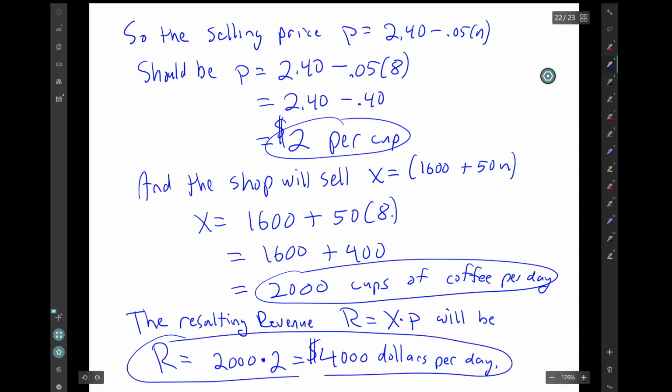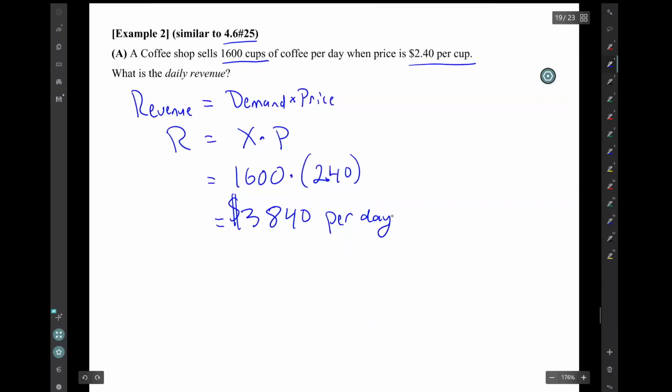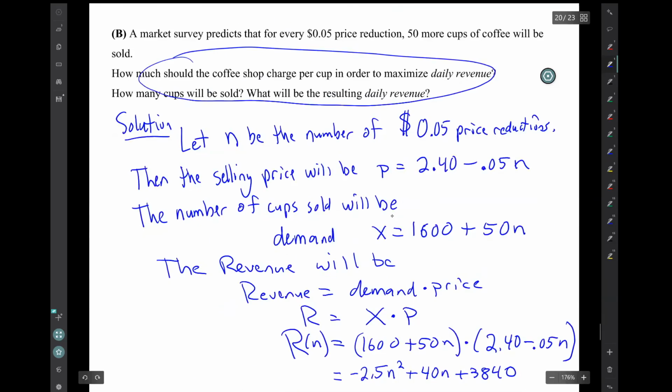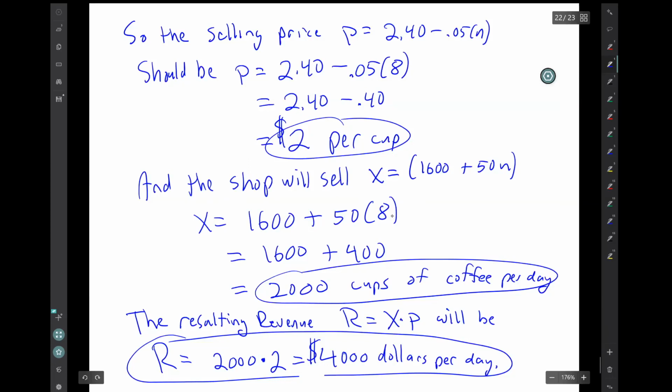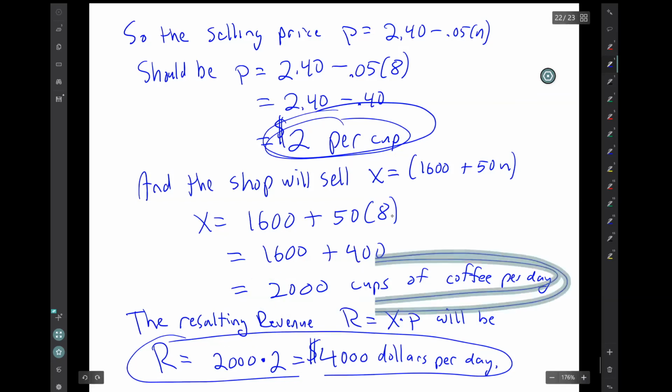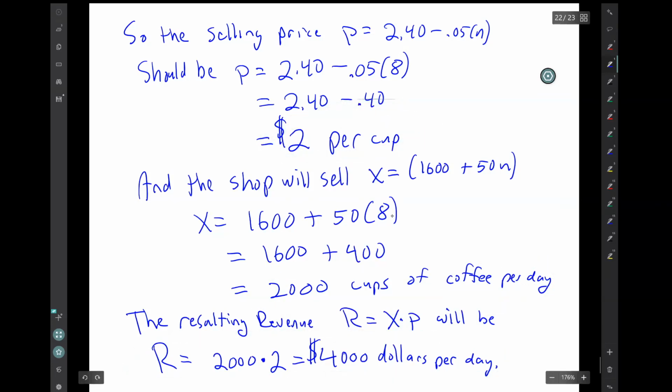Let's compare that to the initial situation. The initial revenue, selling coffee for $2.40 per cup, selling 1,600 cups per day, the revenue is $3,840 per day. So based on the market survey, the coffee shop should lower the price to $2 per cup, sell a lot more cups of coffee, and increase the revenue to $4,000 per day. That's the end of that example.